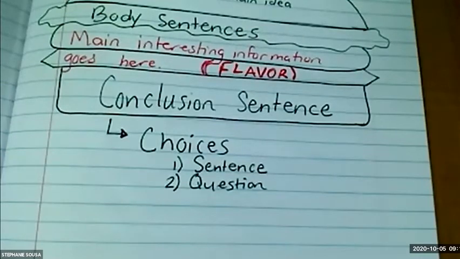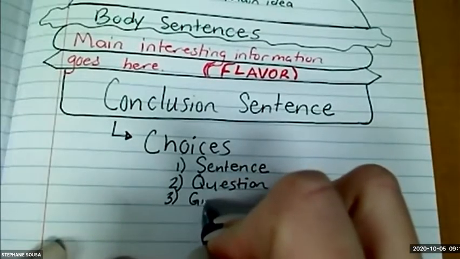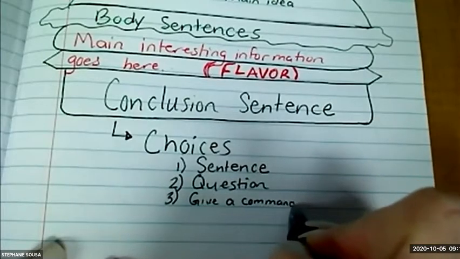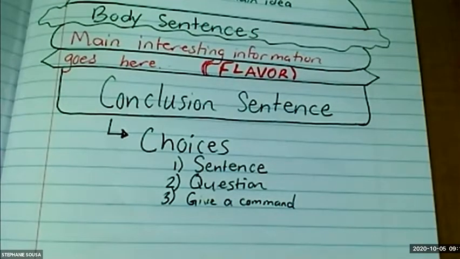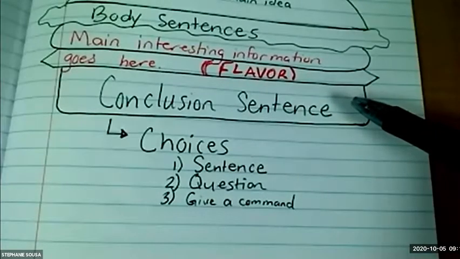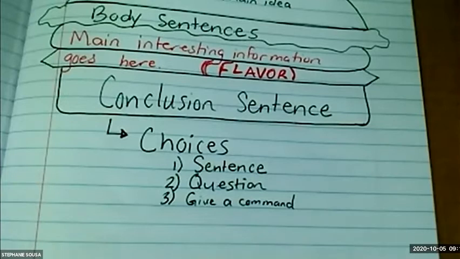You can also do the same thing by giving a command. So for example, from Miss Renoulet's video, she might say, go out and see how technology can help you. So that's telling your reader something that they need to do. So you have three choices. You can write a sentence that's just kind of like your topic sentence with some different words. You can ask a question, or you can give a command. Tell your reader to go do something.